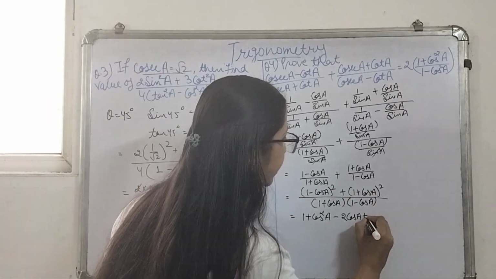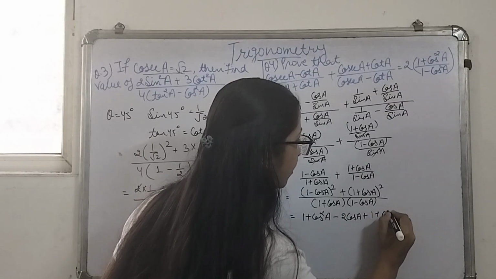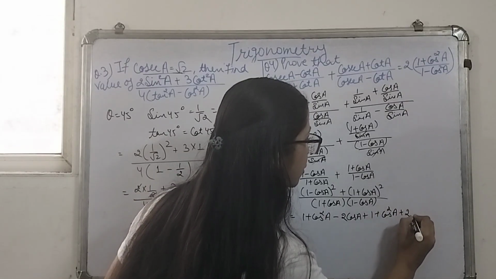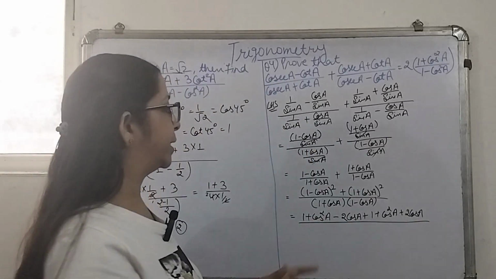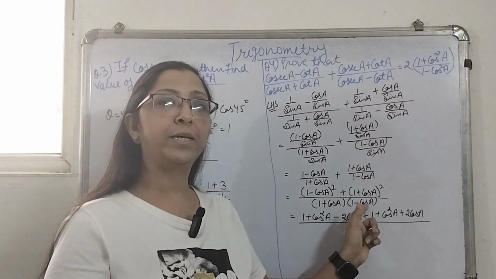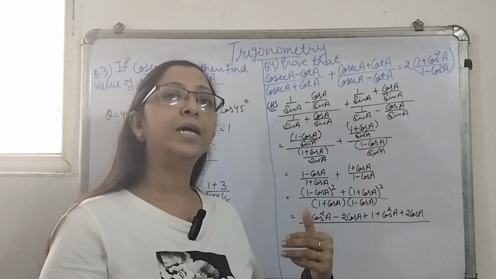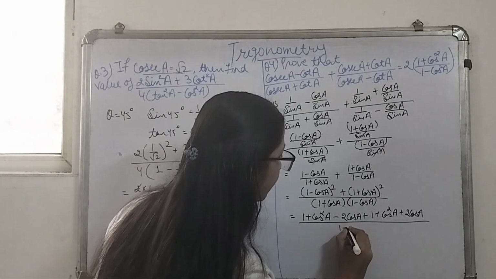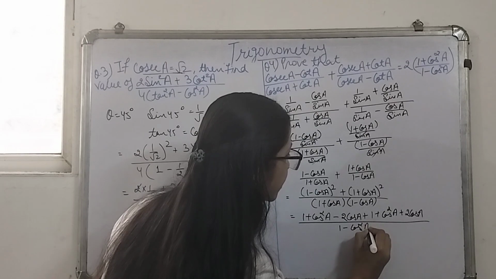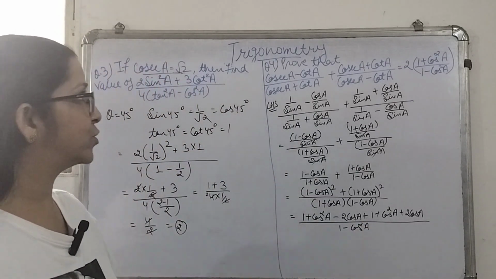Then for the second bracket, A square plus B square plus 2AB. Now in the denominator, it is (A plus B)(A minus B). Expansion of that will be A square minus B square. So it will be A square minus B square. This will be the expansion.